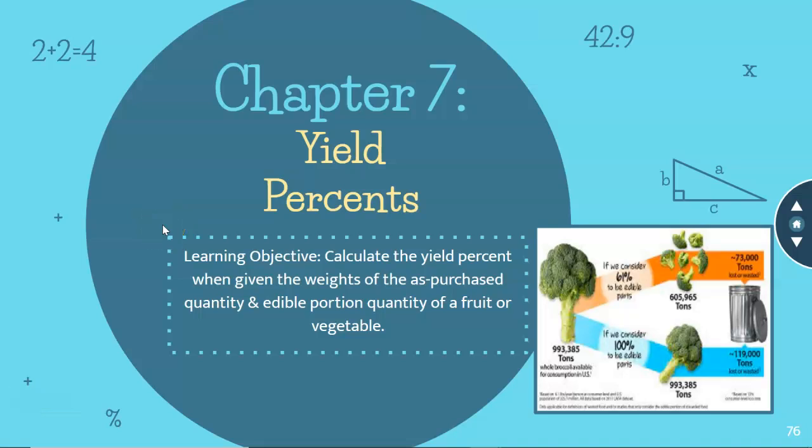All right, we are going to start chapter 7, which is a kind of a new concept, yield percents. We have not talked about yield percents in any of our classes, maybe a little bit in Cuisine Chef. So, the objective of doing yield percents is that you're going to calculate this yield percent. You're going to find out what it is when given the weights of an as purchased quantity and an edible portion quantity of fruit or vegetables.